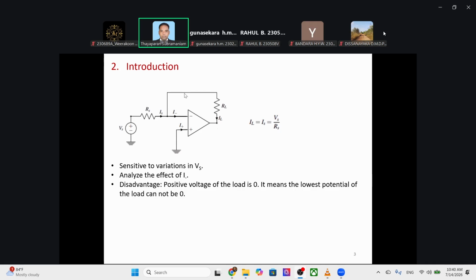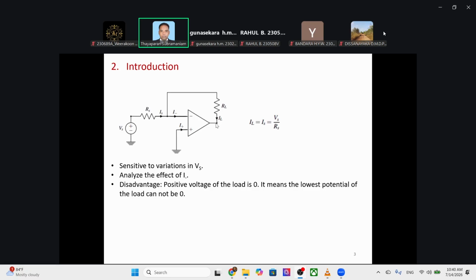So you have to select the amplitude in such a way, right? IL, the load current, is equal to IS, which is Vs over RS. RS is constant, therefore by changing the Vs, you can change the IS. This is the simplest way, right? You have already learned this.